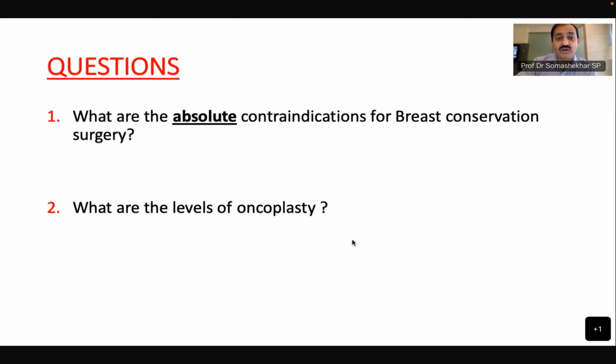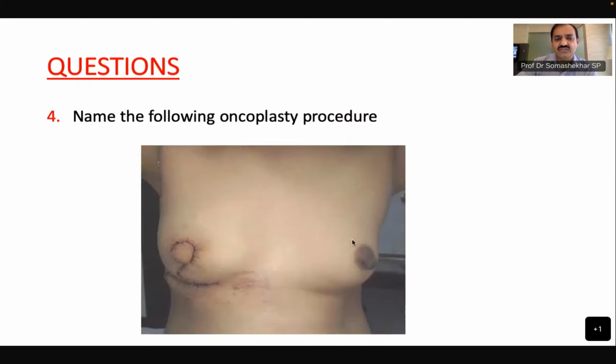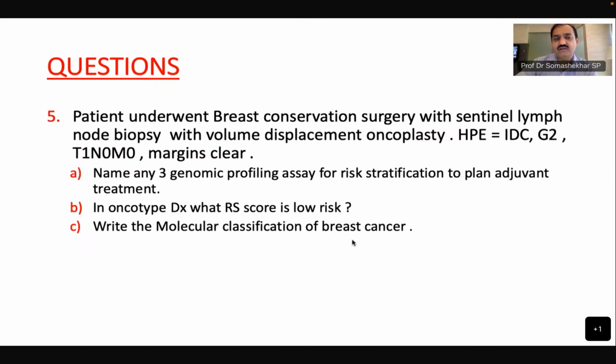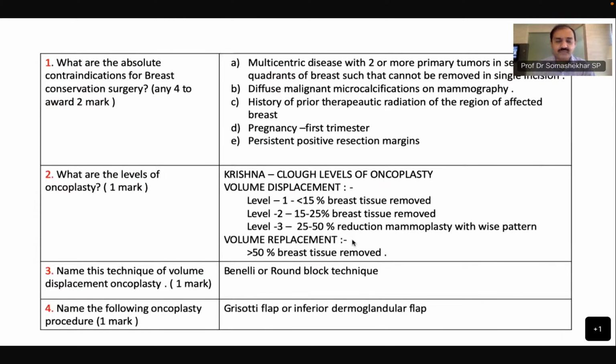So, I'm going to cover number one, absolute contraindication for breast conservation, levels of oncoplasty, name of this, and then genomic profiling. These are all practical questions. Now I'll answer number one. What are the absolute contraindications for breast conservative surgery?